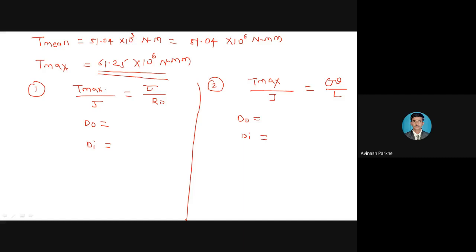The relation between DI and DO is given. That is DI upon DO is equal to 3/8. Diameter ratio is given, and again you will get DI is equal to 0.375 into DO. So put that particular value in the J, polar moment of inertia, pi by 32 into DO raised to 4 minus DI raised to 4. Rho means external diameter divided by 2. J is given, tau is given. Do the calculations properly and tell me the answers. For the first condition, based on the shear stress, tell me what will be the external diameter and what will be the internal diameter.